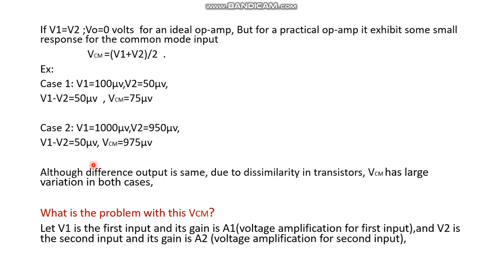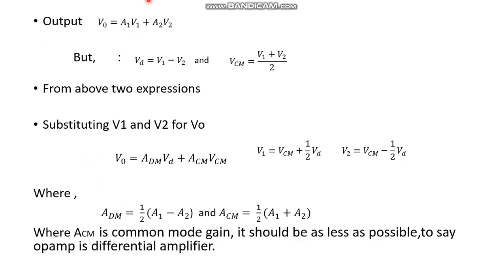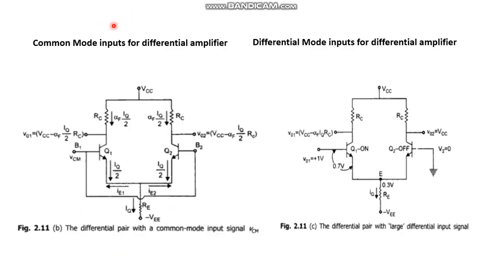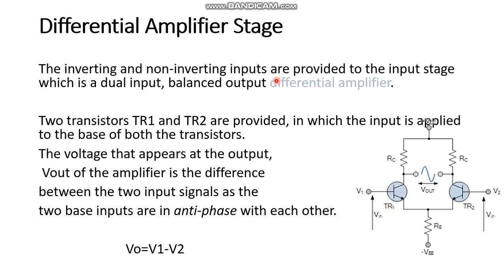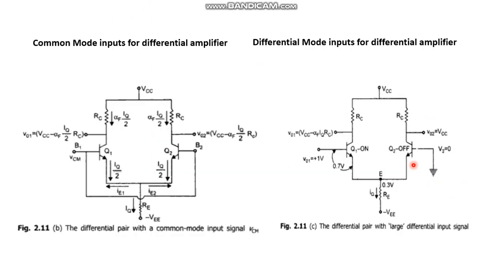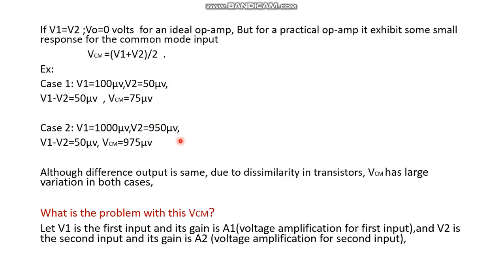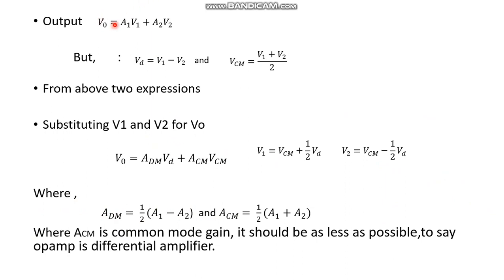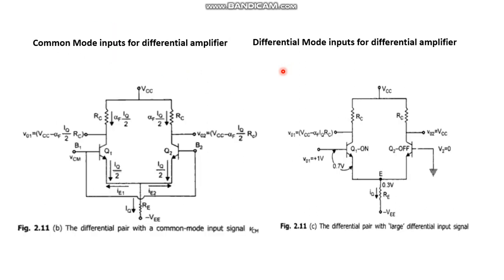So the overall output voltage that is taken here is A1 V1 plus A2 V2. But VD equals V1 minus V2, the differential mode voltage, and the common mode voltage is (V1 plus V2) by 2, which is called the common mode voltage.